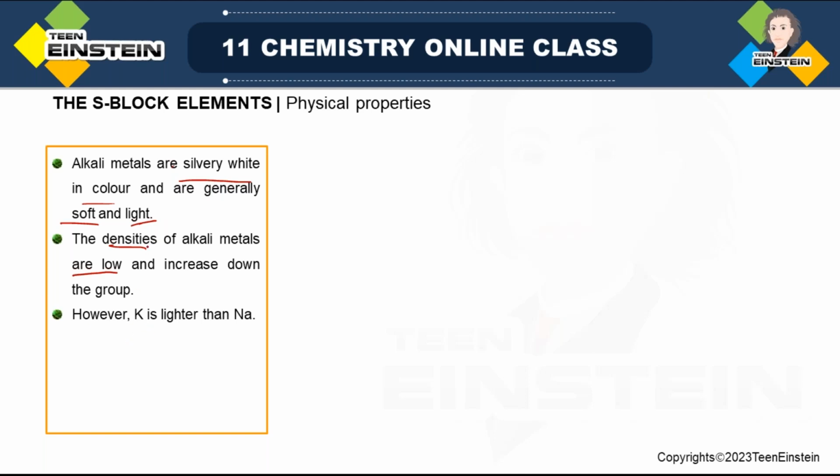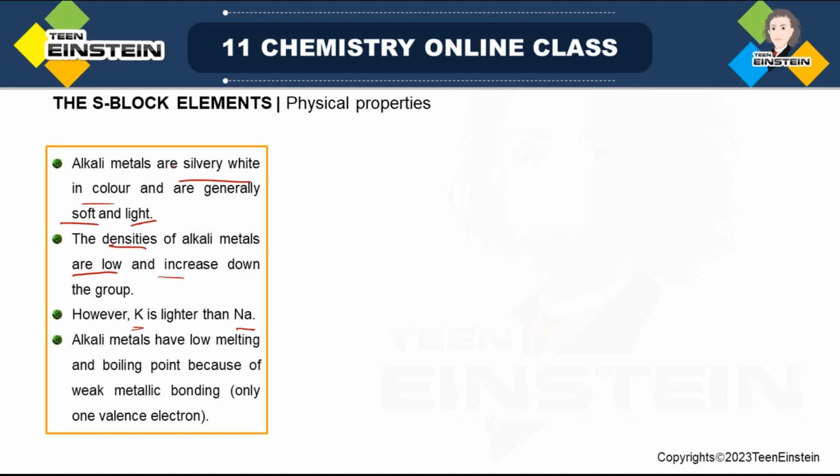The density is actually increasing down the group, but when you move from sodium to potassium, you expect potassium to have higher density because it is mentioned here that it increases down the group, but that is the discrepancy. So when you actually see the values in the next slide, it will be clear. So the main points are they are very light, you can cut them with a knife, they are so soft, and the reason is their densities are very low. It increases down the group, though there is one discrepancy. What is their appearance? They are silvery white.